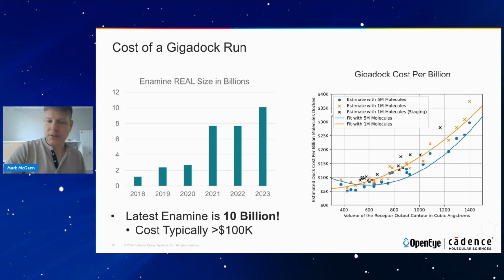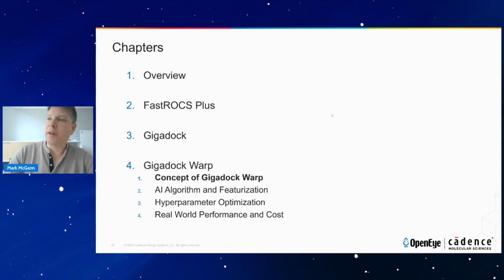Now, $10,000 to $15,000 is a fair amount of money, but within the context of an important drug discovery process, this is actually an amount of money that people are often willing to spend for an important project. But these days, Enamine REAL is now about 10 billion in size. And that means to do a full Gigadock, you're really talking about $100,000 or more, typically for most receptor sites that you're going to do. And that is often beyond the budget of most drug discovery projects for a virtual screen. And this is why I'm going to start talking about Gigadock Warp, and it was really the driving force for the development of Gigadock Warp.